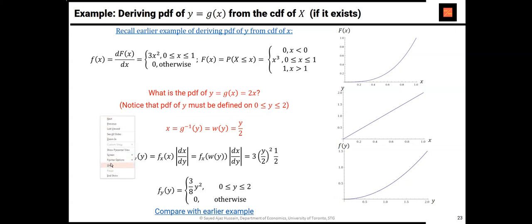Now let's go slowly. I want to find out the PDF of y by fooling around with the PDF of x. Here's what I do.